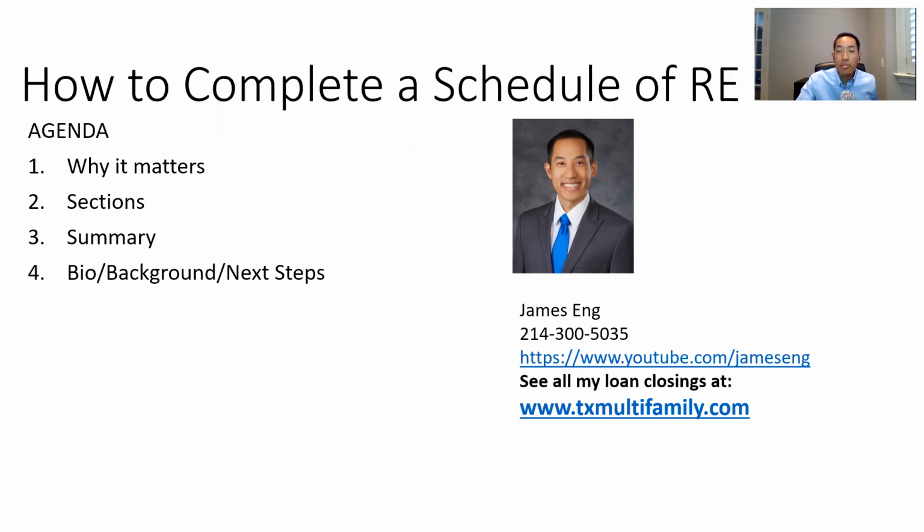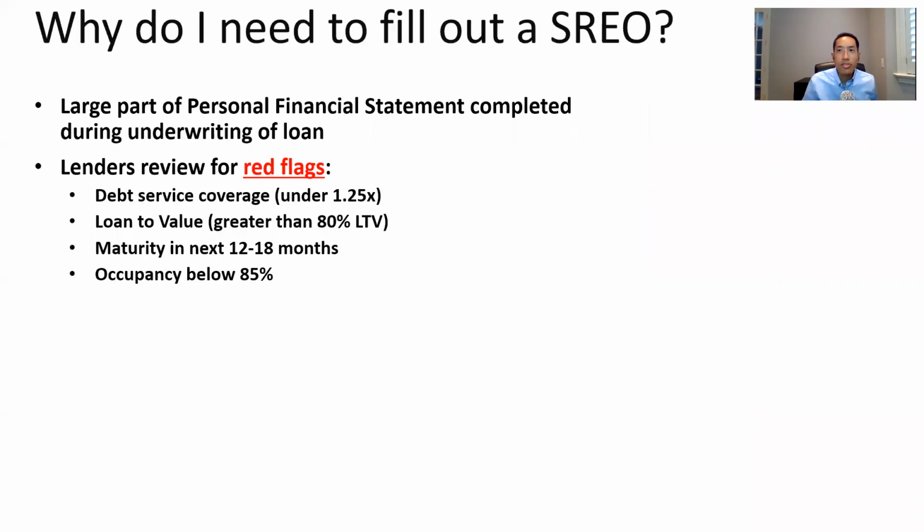So, remember we talked about the personal financial statement. They really want your net worth to be equal to or greater than the loan amount, and they also want 10% liquidity as a percentage of the loan amount. So, 10% of the loan amount needs to be equal to or greater than your liquidity. And a big portion of your personal financial statement really is the SREO, or schedule of real estate.